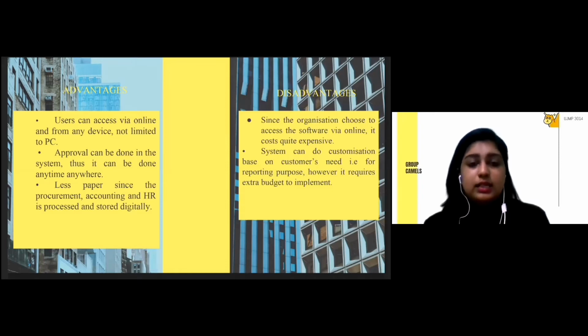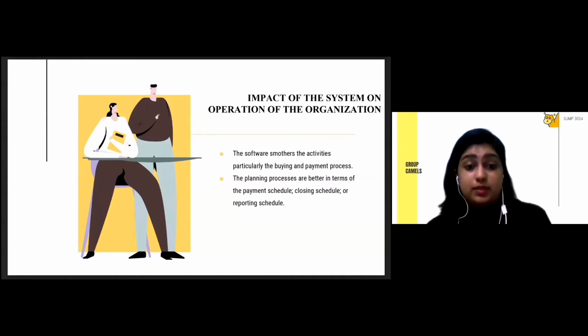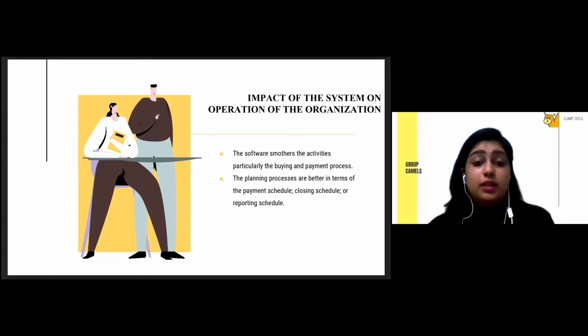On the other side, since the organization chose to access the software online, it now costs more. The facility of the system to do customization based on customers' needs, for example for reporting purposes, requires extra budget to implement. The last part is the impact of the system on the operation of the organization. The system mostly gives positive impacts as it smooths the activities, particularly the buying and payment process. Now the planning processes are much better in terms of the payment schedule, closing schedule, and reporting schedule.